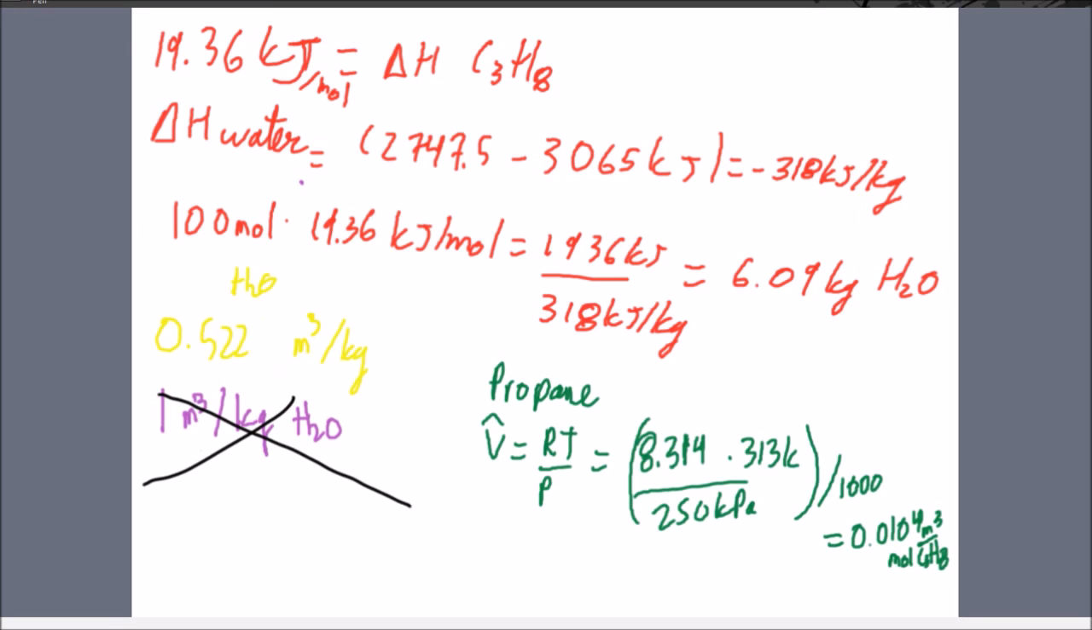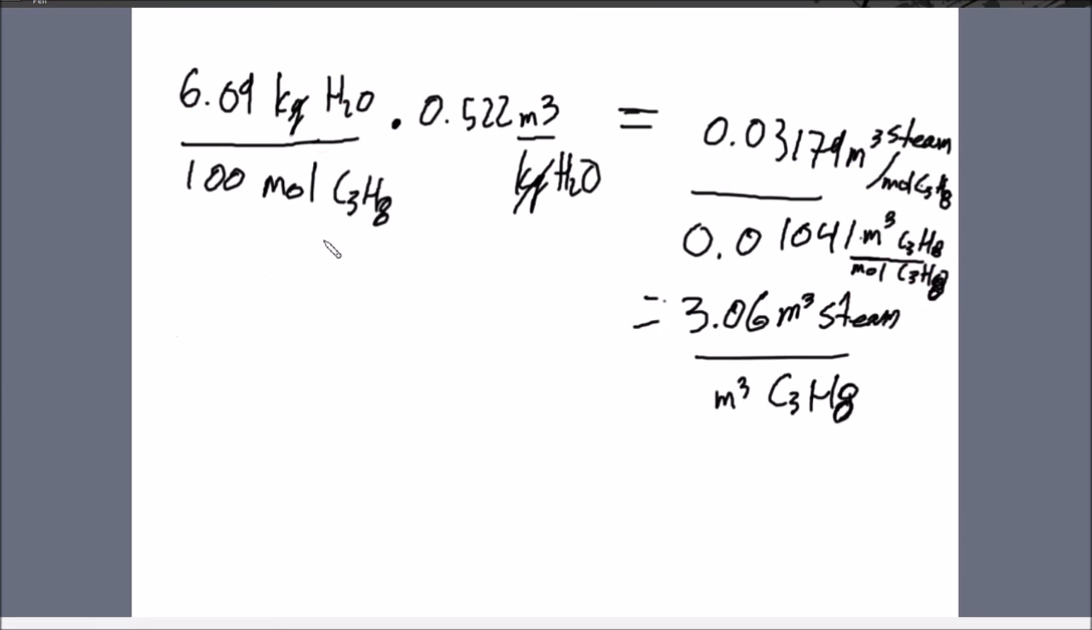Now, we have our volumetric amounts. Now we want to find the actual final answer. So we know that it takes 6.09 kilograms of H2O to heat up 100 moles of C3H8. This is important because the question originally stated it in a 100 mole basis, but that messes you up for the final answer. So you've got to unconvert it if you get rid of that factor.